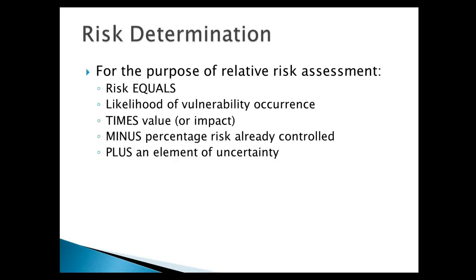For the purpose of relative risk, we use a basic equation that says risk equals the likelihood of a vulnerability occurrence times the value or the impact minus a percentage of risk already controlled plus an element of uncertainty. And the element of uncertainty is really what throws individuals into disarray when it comes to determining the risk management process.